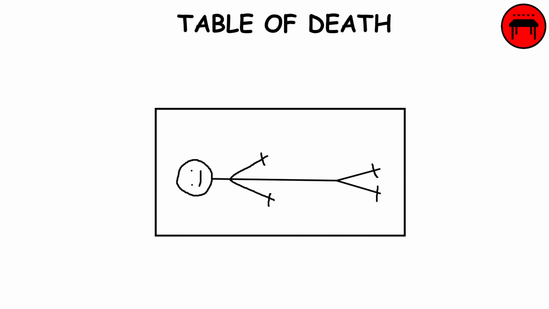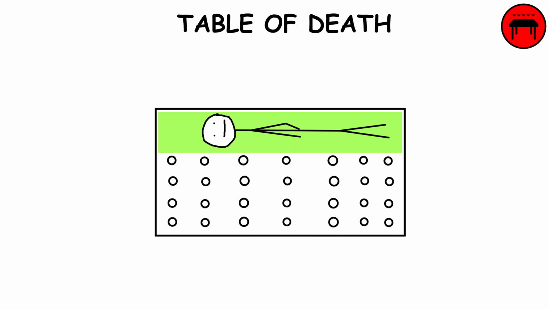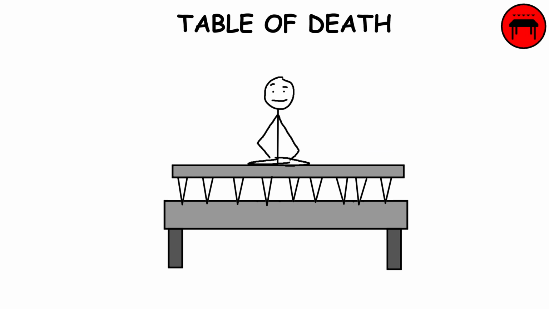First, the magician breaks easily free from the fake straps and quickly rolls over to the only place on the platform where the spikes don't strike. He then rolls back to the position before the curtain is removed.